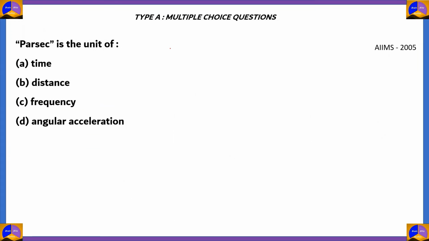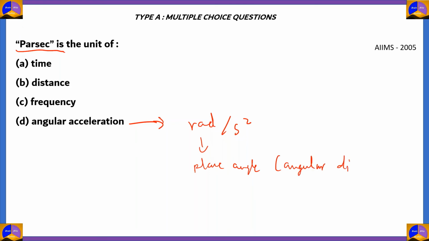Next question. Parsec is the unit of time, distance, frequency, or angular acceleration. Angular acceleration has the unit radian per second square, where radian is the plane angle, which can be written as angular displacement. So option D is incorrect because that is not parsec. It's written as radian per second square.